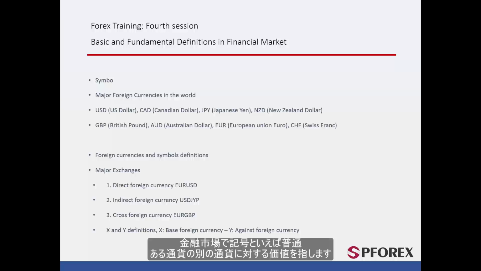In a financial market, when we talk about symbols, we are usually trying to find out the value of one currency against another. There is always a ratio between currencies in financial markets.